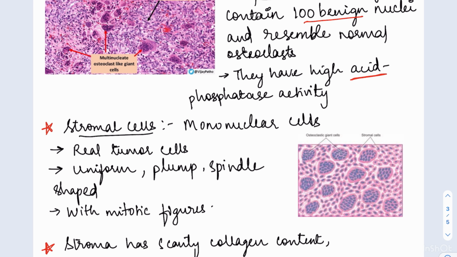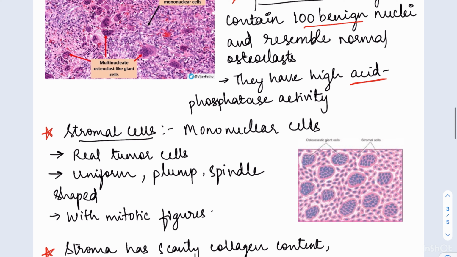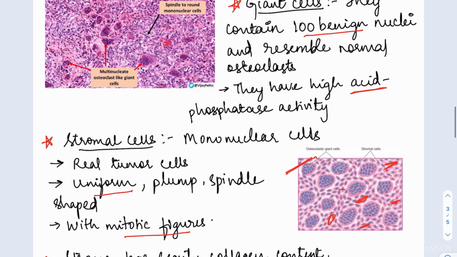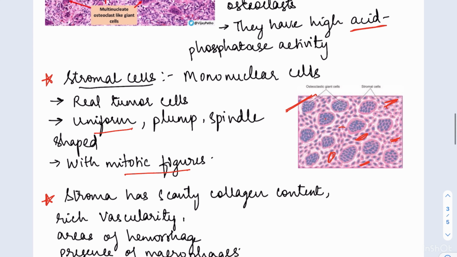Now let's talk about the stromal cells. In the simplified diagram, we can see clearly there are giant cells and other cells. These mononuclear cells which are scattered throughout are nothing but the tumor cells. The real tumor cells, or the mononuclear cells, are almost uniform and plump. They look almost bean-shaped, spindle-shaped structures, and they are the actual tumor cells. As we already know in the basics of pathology, tumor cells usually contain mitotic figures. So these stromal cells also contain mitotic figures. This is about the stromal cells, which are the actual tumor cells.